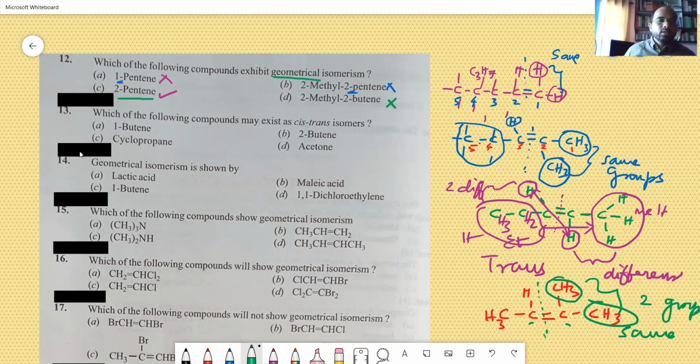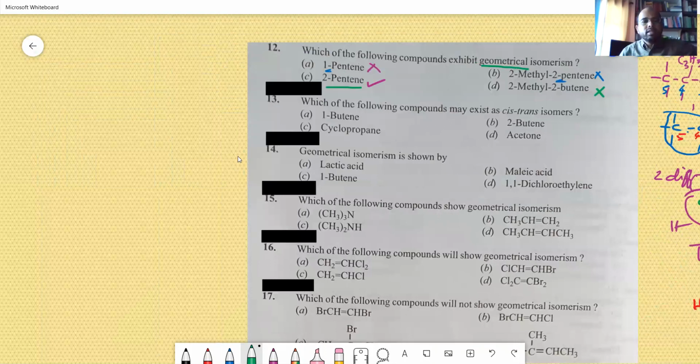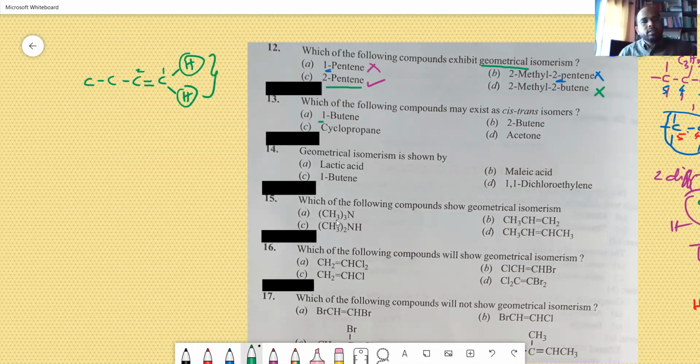Now come to the next question. Which of the following compounds exist as cis-trans isomers? The same thing. So 1-butene, butene means 4, 1, 2, 3, 4. Next you have to satisfy the hydrogen atoms there. This is 1-butene. So this is 1, this is 2. The first carbon is having the double bond, so you will have H. So here itself you know that there are the same groups. Same groups, no geometrical isomerism.